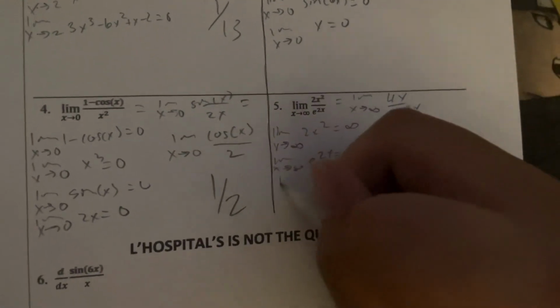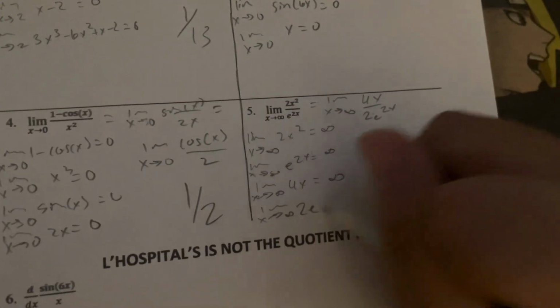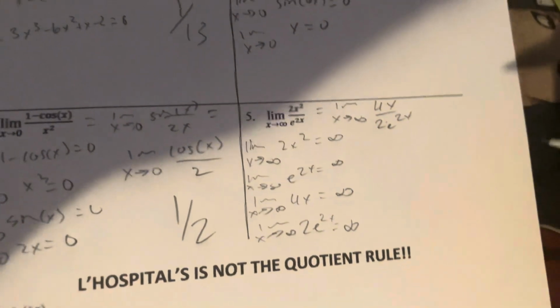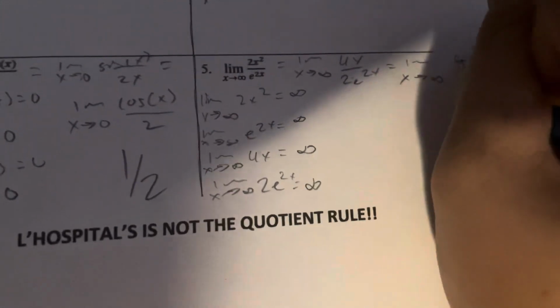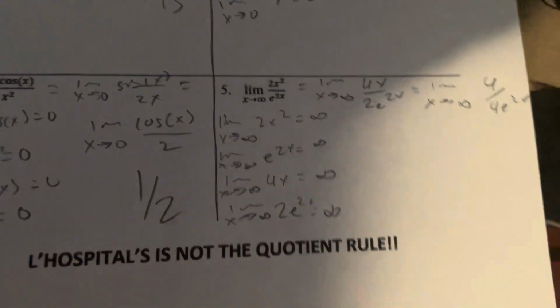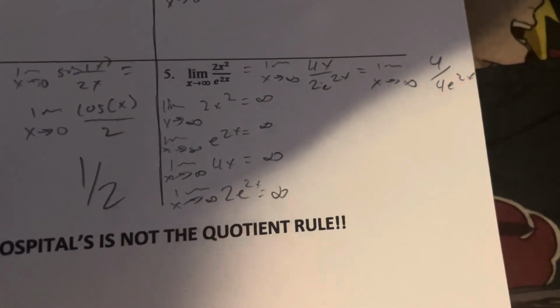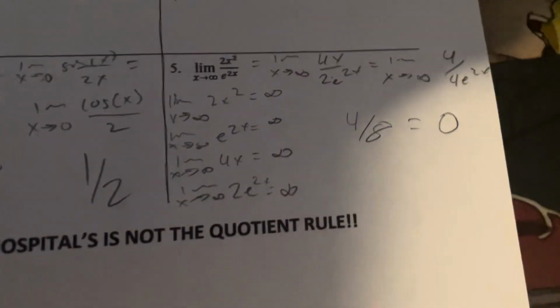Plug it in again. So the limit as x approaches infinity of 4x equals infinity, and the limit as x approaches infinity of 2e^(2x) also equals infinity. So now we know that this also doesn't work, so we have to find the derivative again. And you find that this is the limit as x approaches infinity of 4 over 4e to the power of 2x. Now if we plug in infinity, this will become 4 over infinity, which is 0, and now we finally have our answer.